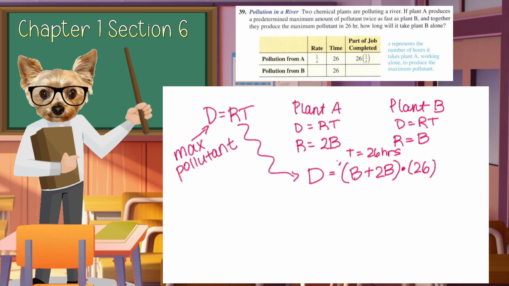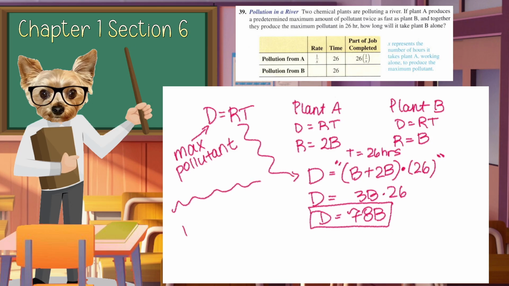Now, based on this, I don't have enough information to get what that max amount of pollutant is, but that's okay. I don't even need to know what it is. That means D equals 3B times 26, or D equals 78B. That's perfectly fine. D equals 78B. Now we want to know, how long will it take? So that means now part two.